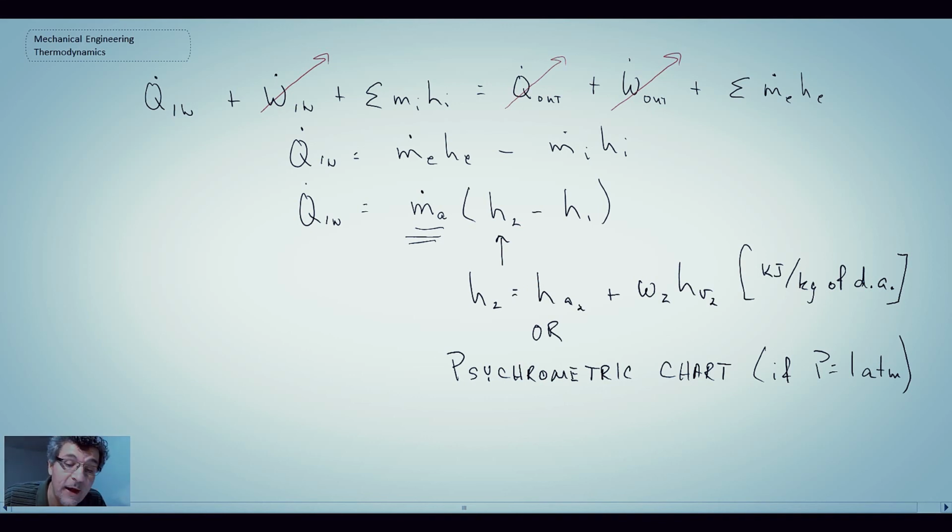So that is how you handle simple heating or cooling. It's really quite straightforward. And this would be one of heat flowing into the system that we've looked at here.